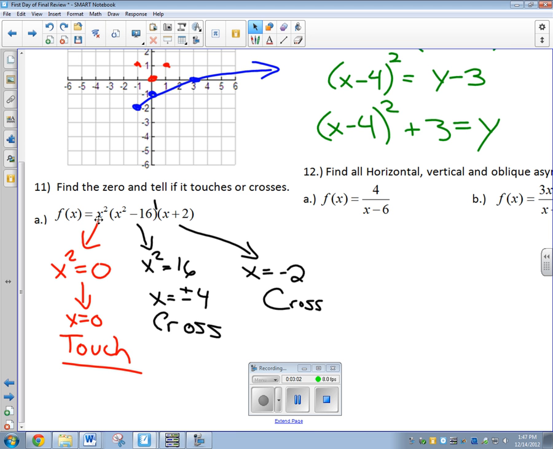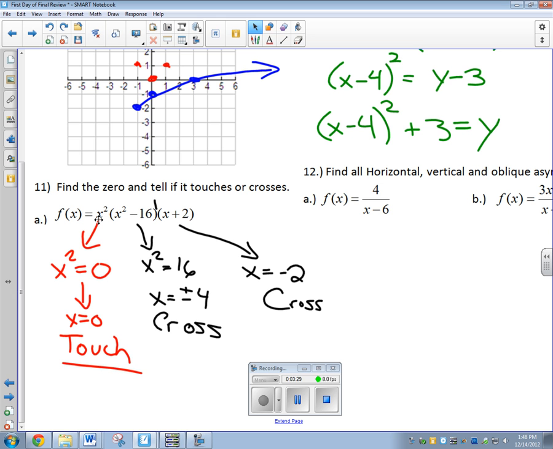Okay, because this one's squared, it's touch. Because this one on the outside of the parentheses is just a 1, it's cross. And that one, it's a 1 again, it's cross. It's odd, it crosses. Remember, what if this would have said x squared plus 16? It'd be plus or minus i, and it would be imaginary. So would it touch or cross? No, it just wouldn't be anything. It wouldn't be a root, because we can't graph imaginary numbers.